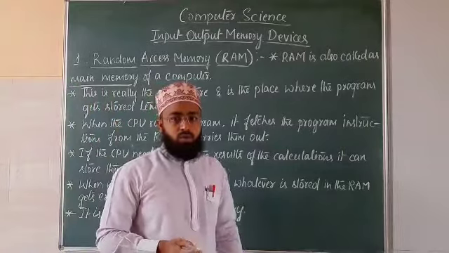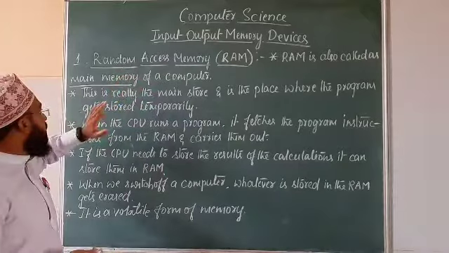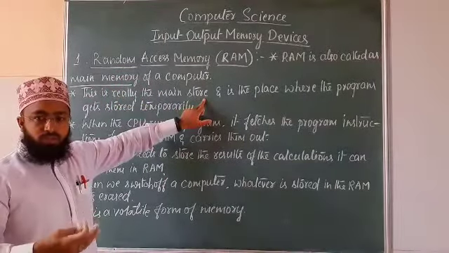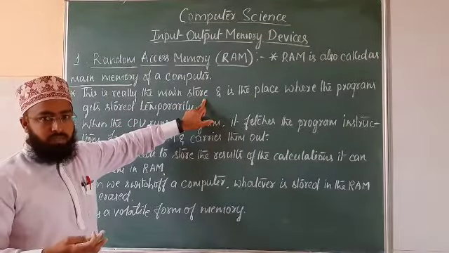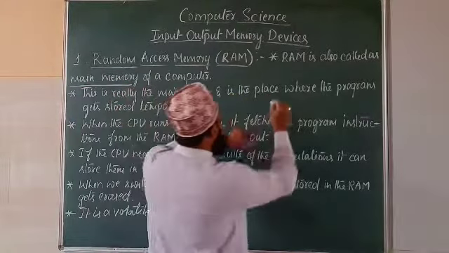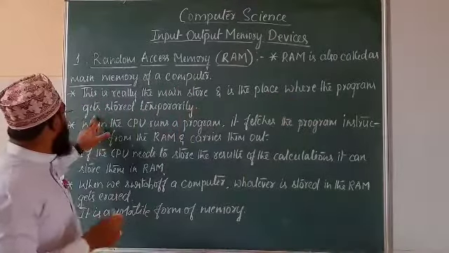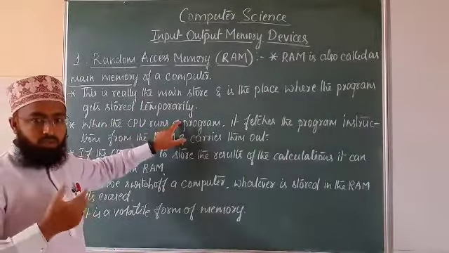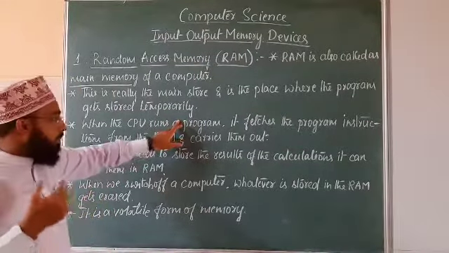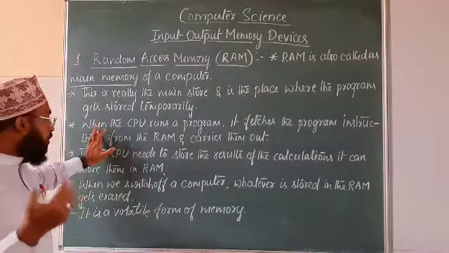It is also called that because it is a type of main memory, so it is also called the main memory of the computer. This is really the main store. Whatever we are working on at present, all of it is stored in RAM. It is the place where the program gets stored temporarily, for some time, until we save the documents we are working on.